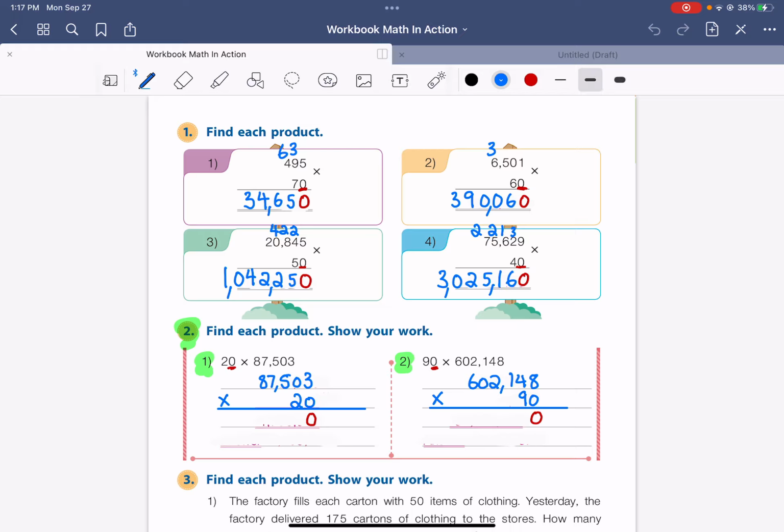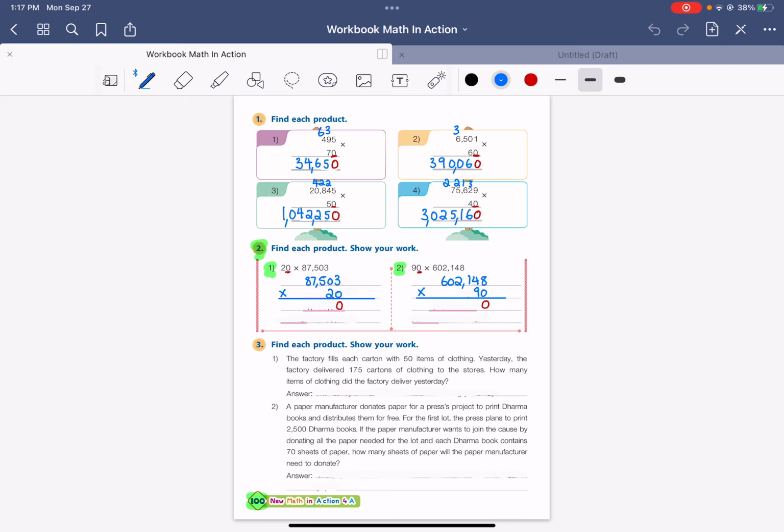Hello, class. Let's review what we did last week. On page 100, I asked you guys to do this for homework, to check number 1 and number 2, right?